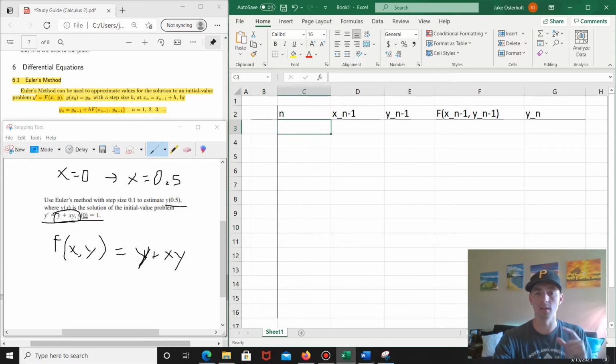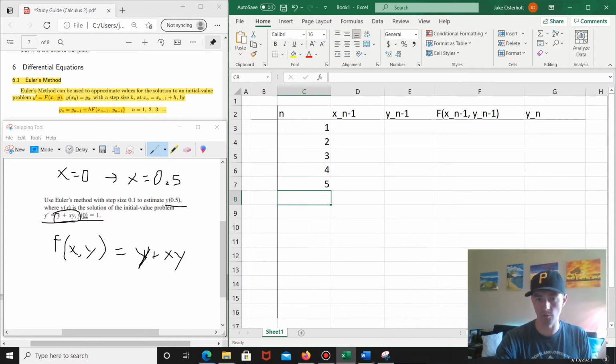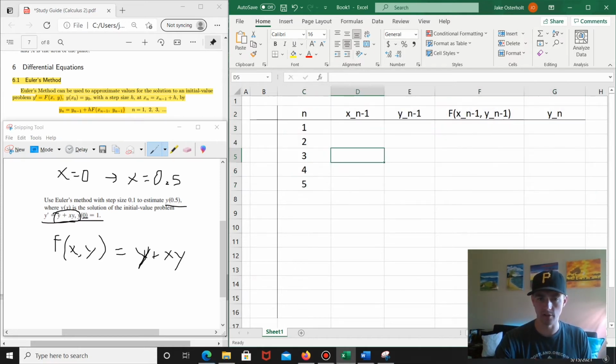So that tells us that the n values we want are just going to be 1, 2, 3, 4, and 5, because we have to figure out each of these 5 steps to get from the x value we start with to the x value we want to get to. So this is the initial setup of our table. I'm going to go ahead and center this because I think that's a little bit nicer.